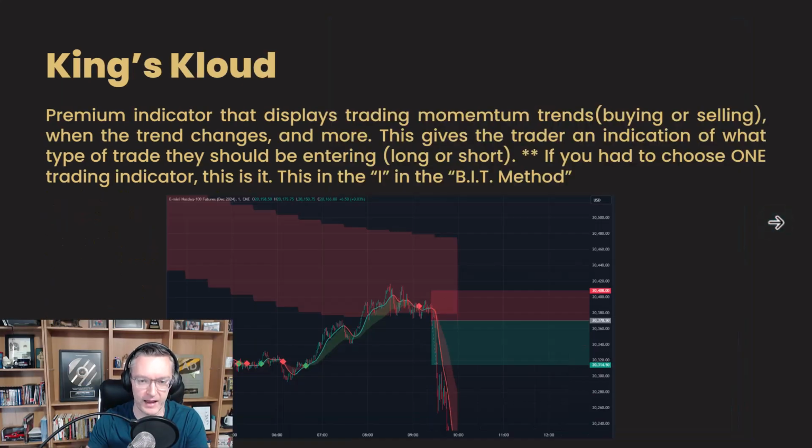Now we're getting into some of my unique phrases that you're going to hear me say in these videos. King's Kloud. This is my premium indicator that displays the trading momentum trends, buying or selling. When the trend changes, it'll notify you on that. The indicator symbols will show you that and more. This gives the trader an indication of what type of trade they should be entering, long or short, and which direction that momentum is.